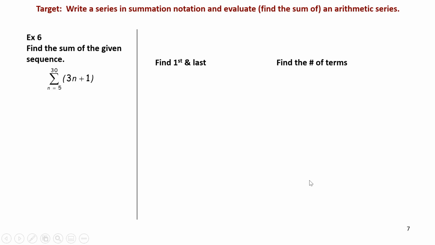All right. So example number 6, find the sum of the given sequence. This time we're going from the sum from 5 to 30. You don't necessarily have to start at 1, okay? So the first thing we need is the first and the last. This is the easy part because all I do is plug in n equals 5 and n equals 30. So here's my formula again, 3n plus 1. I plug in 5 for the first term, multiply by 3, add 1, I get 16. I plug in 30 for the last term, multiply by 3, add 1, I get 91. There's my first and last.